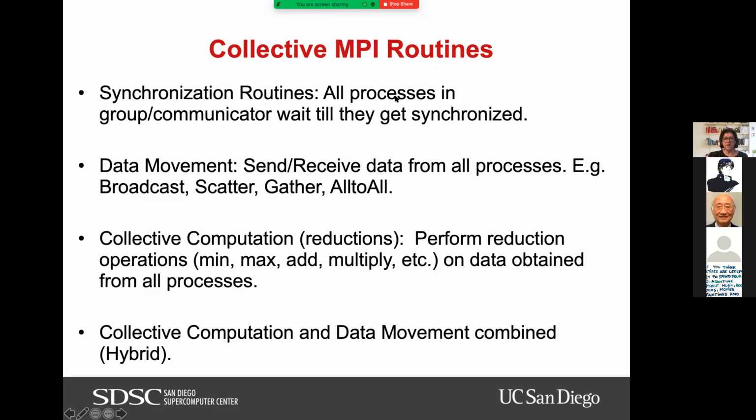That's that MPI_COMM_WORLD. And you can move data by sending and receiving data with a broadcast, a gather, a scatter, all to all. You can have collective computations, which we call reductions. That's what we had for the pi calculation. And so you can have these operations, there's a lot of them: min, max, add, multiply, divide, on that data obtained, and you can share the result or not. And you can do some hybrid version.